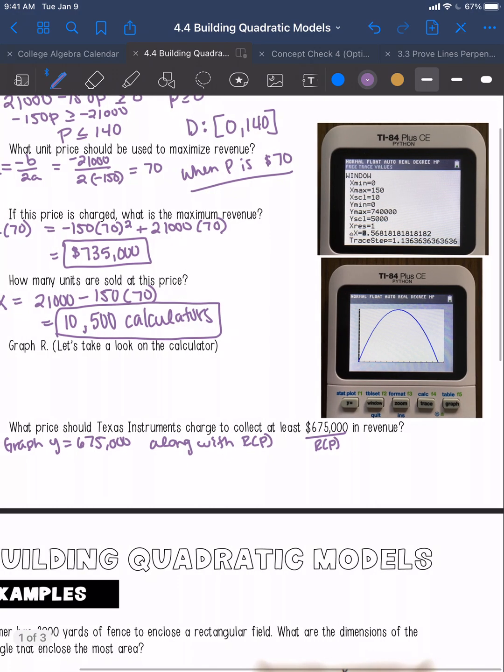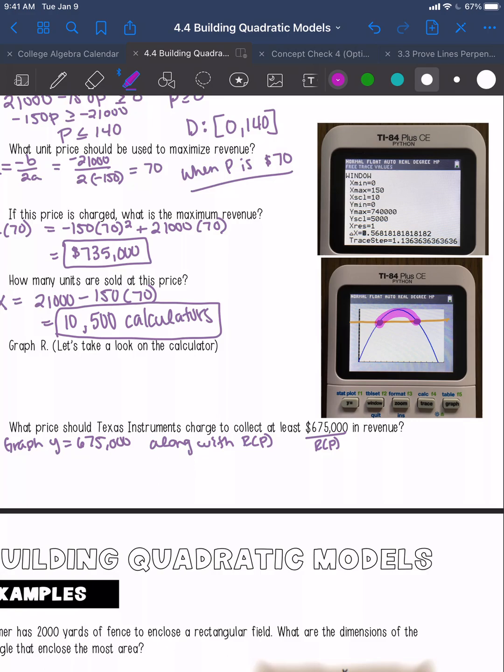And then just to show you what that would look like, there's going to be a line that goes straight across your graph like that. And we are just going to find their two intersection points. So really, if you want to collect at least $675,000, that's going to happen from this first intersection to the second intersection. At all of those points, you're making $675,000 or more.